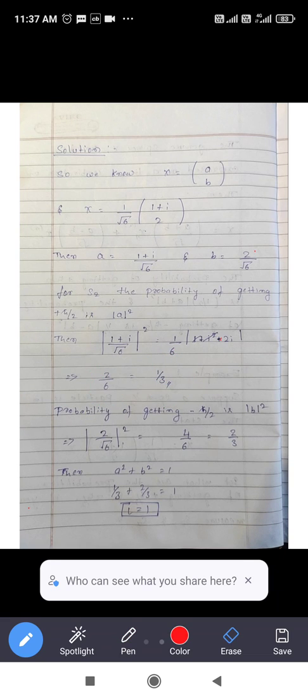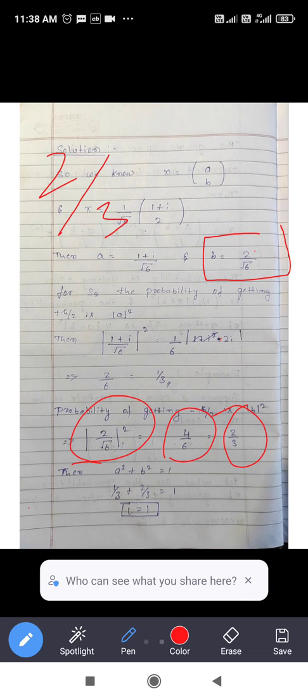Next, the probability of getting minus h cross by 2 is mod b square. Okay, you know what is b? B is 2 by root 6. So mod of 2 by root 6 whole square is equal to 4 by 6, which is equal to 2 by 3. So 2 by 3 is the probability of the minus h cross by 2 particle, or 2 by 3 is the probability of getting the spin down particle.